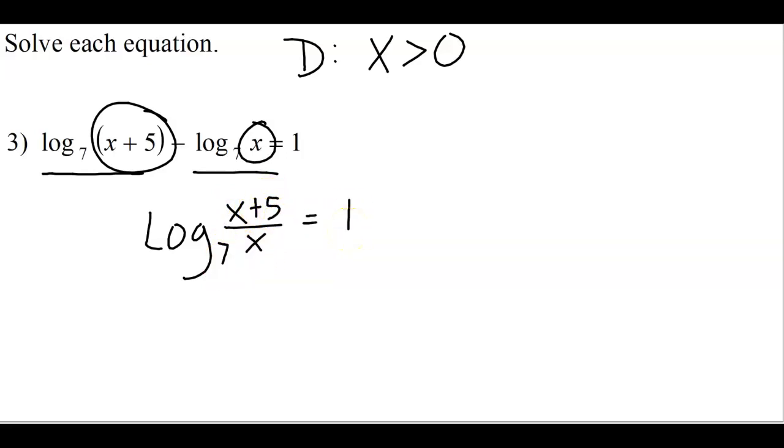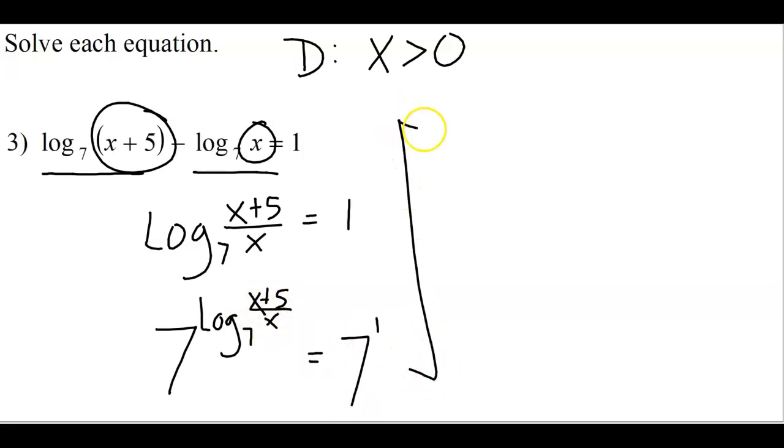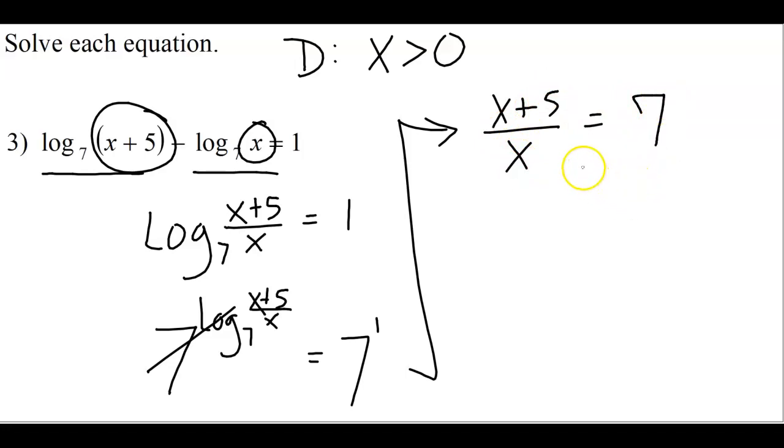Just like that. The one that comes first on the left goes on the top. The second one goes on the bottom. All right, and then we're going to go ahead and exponentiate both sides. So these cancel out, and I'm left with x plus 5 over x equals 7. Now we're ready to solve.